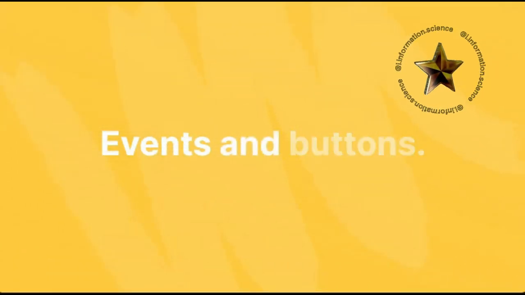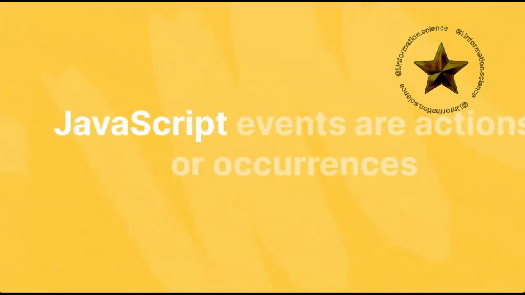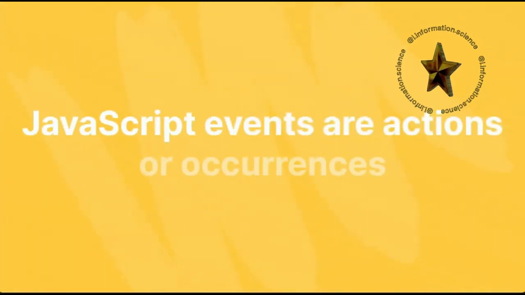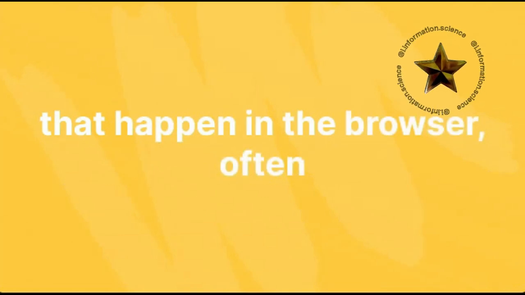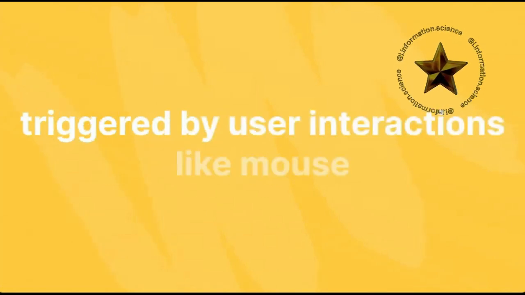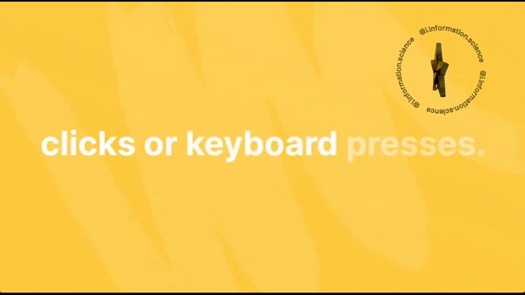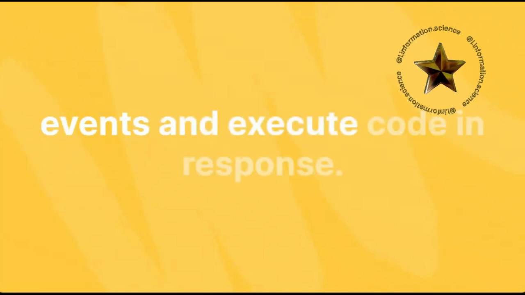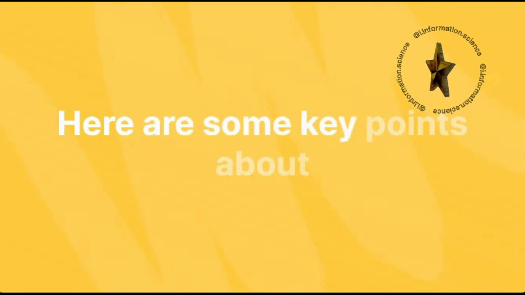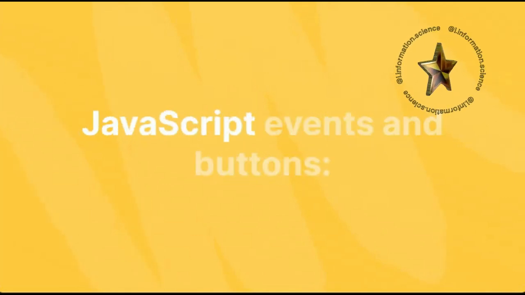Events and buttons. JavaScript events are actions or occurrences that happen in the browser, often triggered by user interactions like mouse clicks or keyboard presses. When JavaScript is used in HTML pages, it can react to these events and execute code in response. Here are some key points about JavaScript events and buttons.